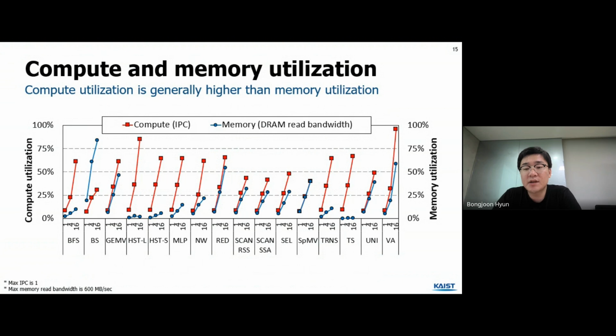As you can see, compute utilization is generally higher than memory utilization, except for binary search and sparse matrix vector multiplication. This means that while PIM-suitable applications are generally memory-bound on conventional hardware like CPUs or GPUs, when they run on PIM, which has ample memory bandwidth but a slower computing core, the applications start to become more compute-bound.